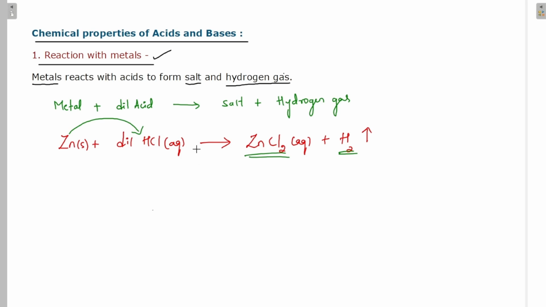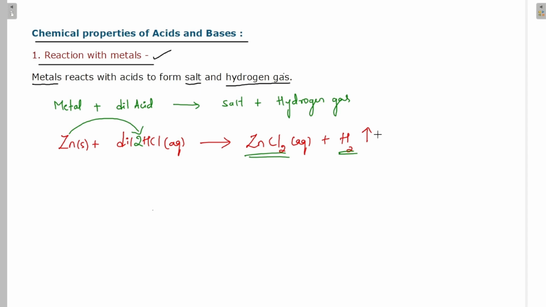We have to balance the chemical equation here. Two chlorine atoms are present on the RHS side. So let me write here 2. Hydrogen, there are 2 hydrogen atoms here. Here also there are 2 hydrogen atoms. So this equation is balanced.